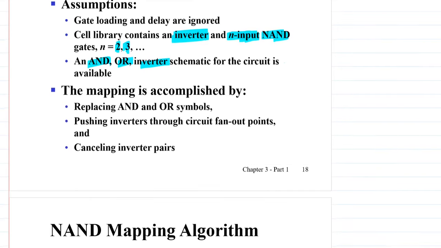Then for the mapping, we will do it in this way. We will replace the AND and the OR symbols with their equivalent NAND gates. Then we will push the inverters through circuit fan-out points. And at the end, we will cancel the inverter pairs. If you have two inverters, one after the other, this is equivalent to just a wire, a connection.